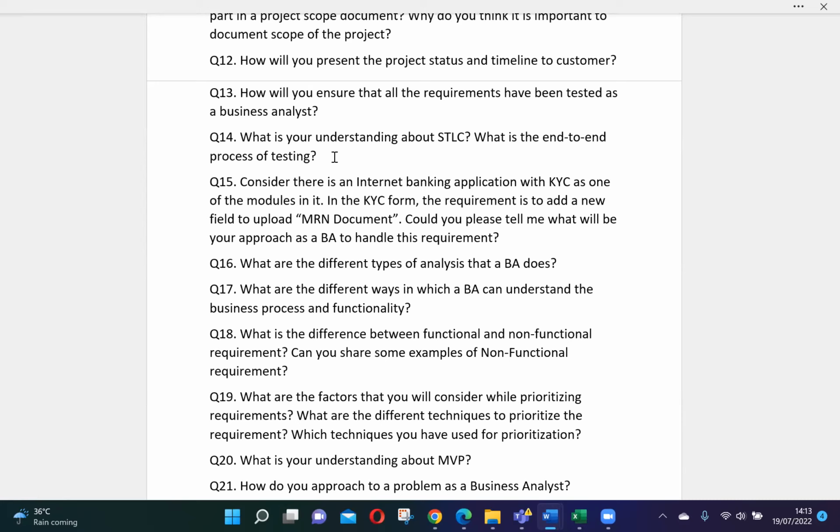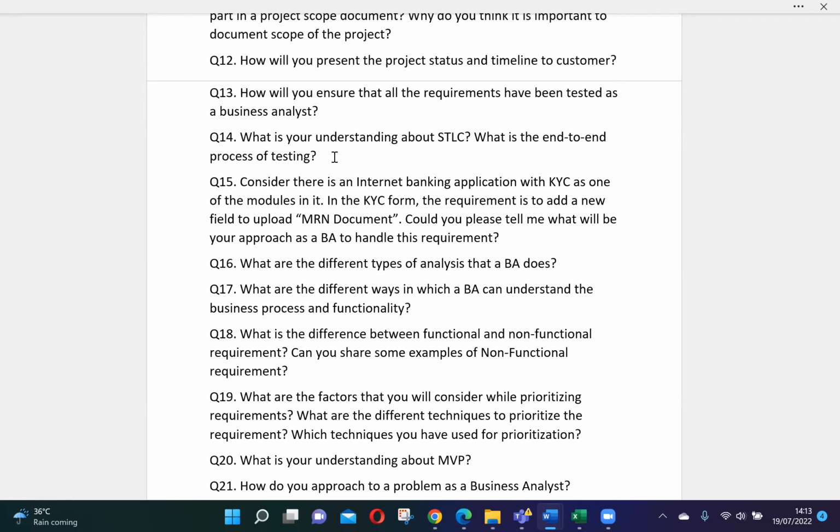Then is the planning stage. In the planning stage, you plan how much time it is going to take, how much effort it is going to take, and how many resources are required to test it. Those types of planning we do in the planning stage.